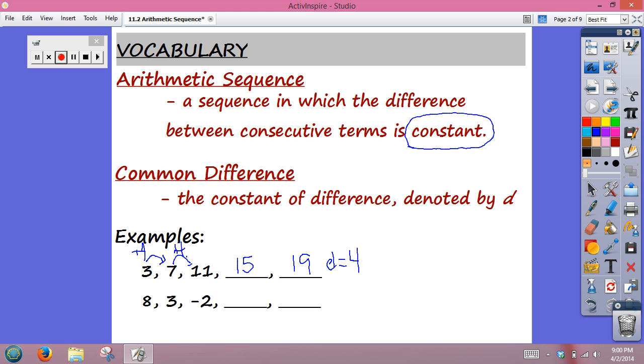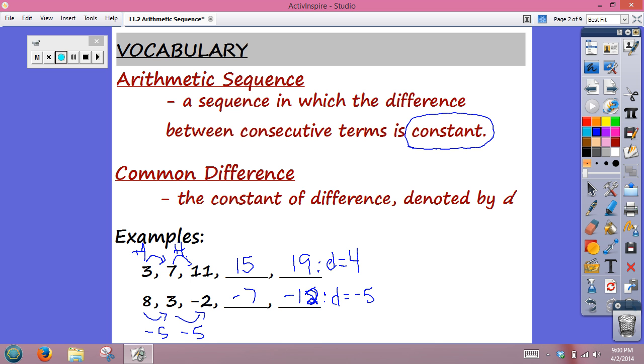In the second example, notice going from 8 to 3, we're just subtracting 5. Similarly, from 3 to negative 2, we're subtracting 5. So if we find the next two terms, we're going to get negative 7 and negative 12. And our common difference is going to be negative 5.